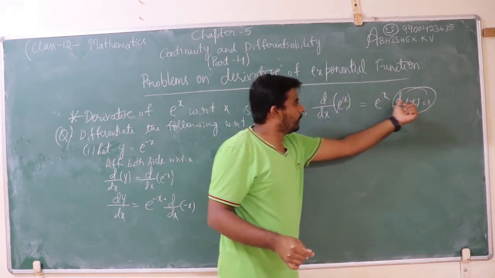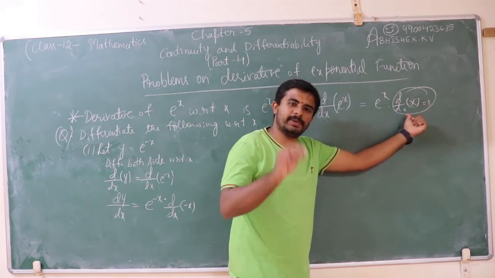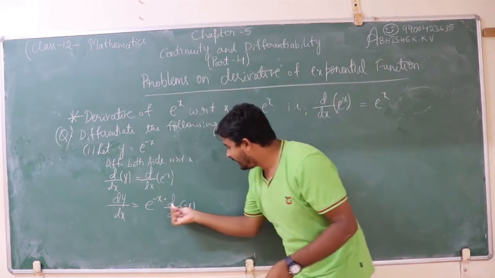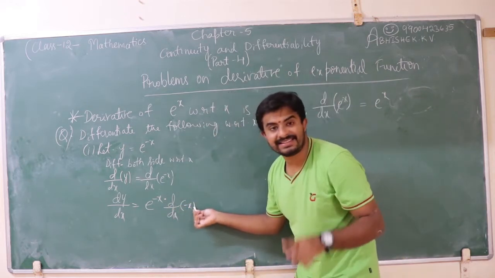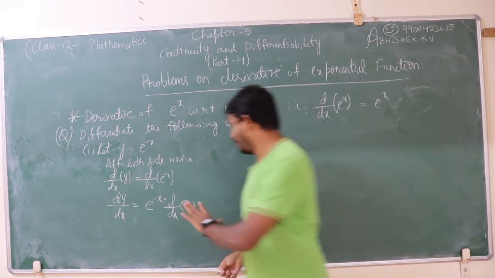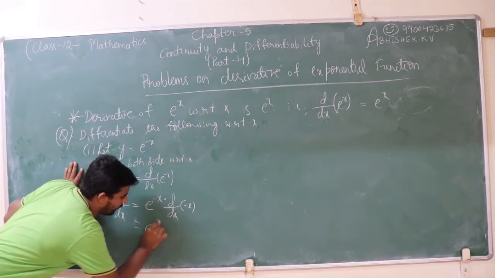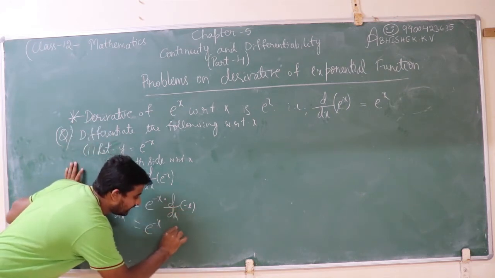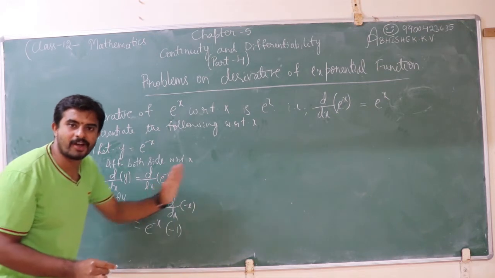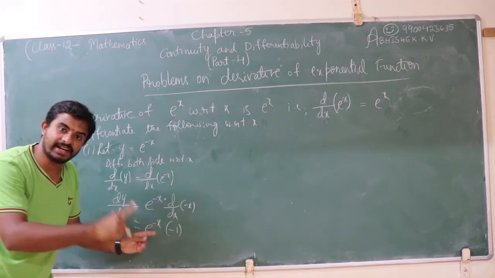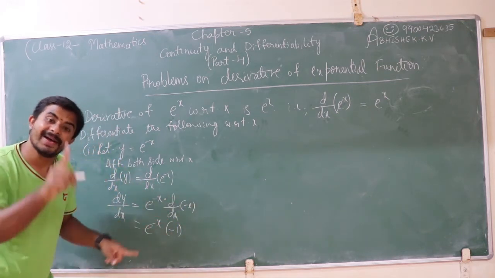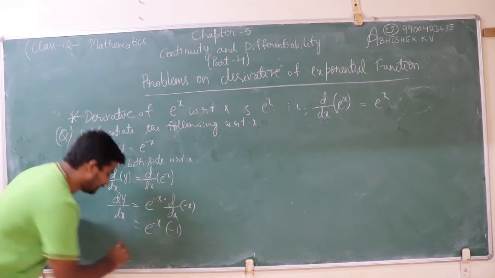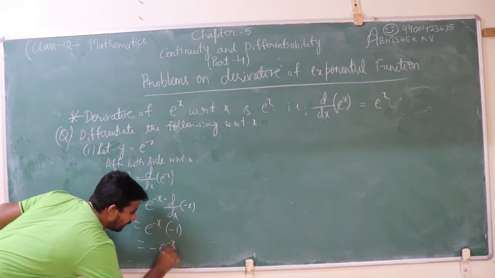The derivative of a parameter with respect to the same parameter is 1, so no need to write this. But here we have the derivative of minus x. Minus x is different from plus x. So this is equal to e to the power of minus x. The derivative of minus x is minus 1, right? The derivative of x with respect to x is plus 1. The derivative of minus x with respect to x is minus 1. Taking this minus outside, then plus into minus, this is equal to minus e to the power of minus x.